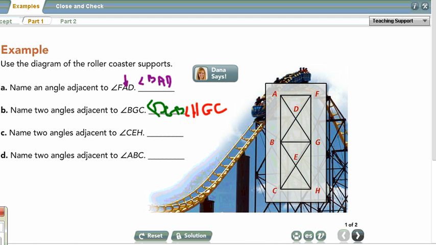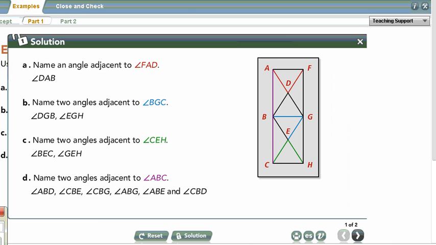Okay, so I want to look at two more adjacent angles for CEH and two adjacent angles for ABC. I want you to try that on your own and then come back and see what we can come up with. Okay, so compare your answers to what we've discussed. These are the original, the ones in the color, and they coordinate over here. So if we say CEH, we have BEC and GEH, two adjacent.